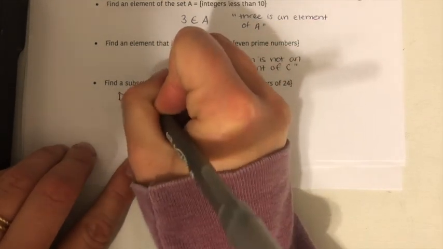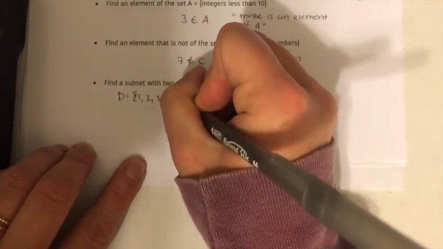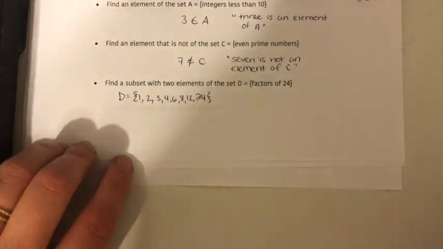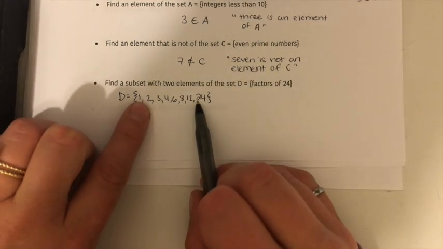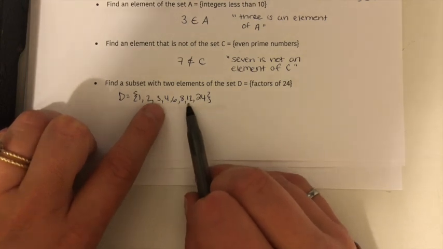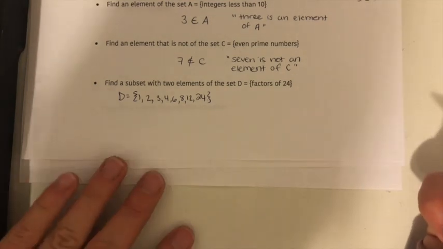I have 2 and 12. I have 3 and 8, and I have 4 and 6. Okay, so 1 times 24, 2 times 12, 3 times 8, and 4 times 6. Okay, those are my factors of 24.